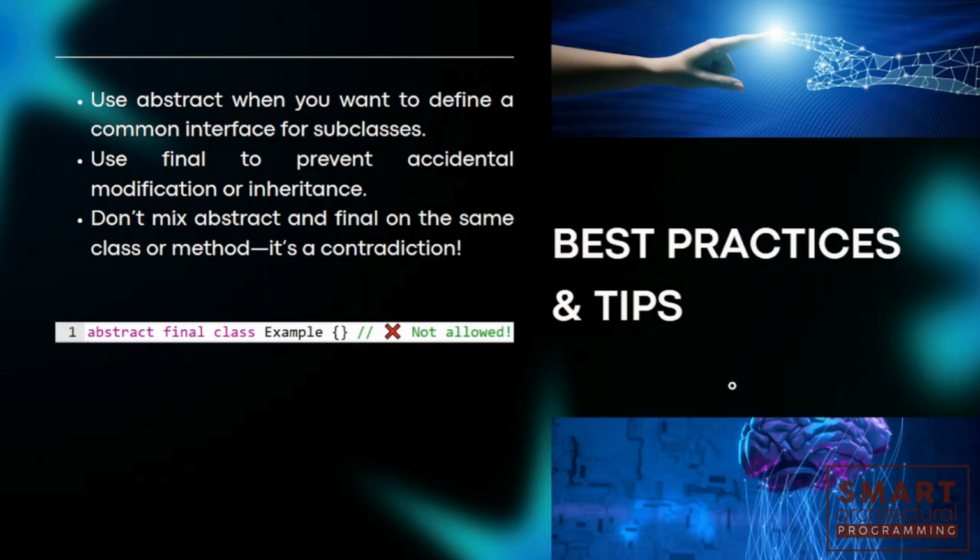Use final to prevent accidental modification or inheritance. You use final to stop any modification of a particular class, method, or object that you create, so it is not modified, or there's no inheritance created between that object and another object. And finally, never mix abstract and final on the same class or method. It's a contradiction and it's going to raise an error. As you can see in this code base here, we're using abstract and final together, which is not allowed, and it's going to raise an error. Remember, Java is strict about its design rules, and these keywords help enforce clean architecture for your code.